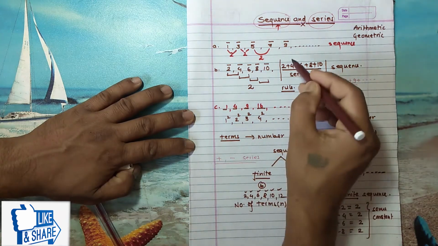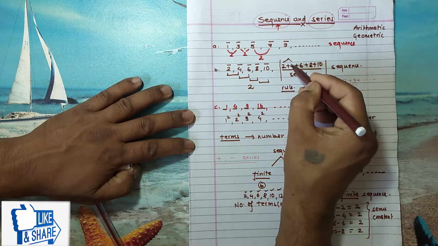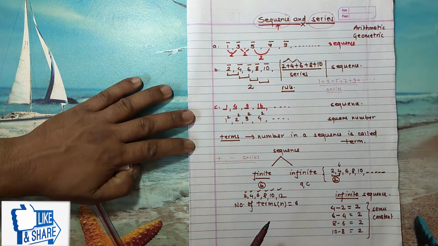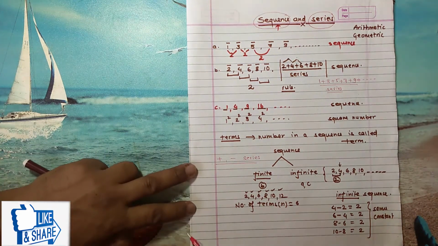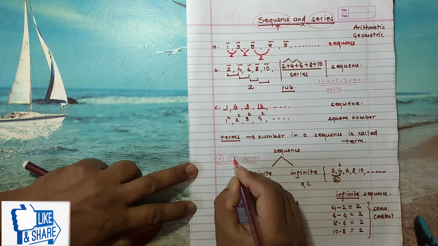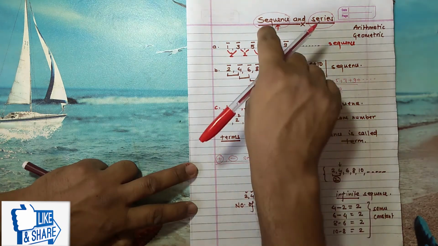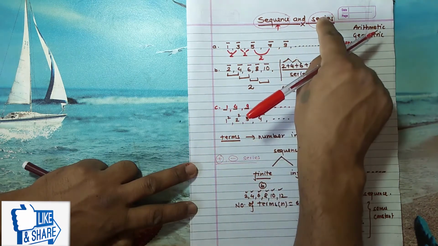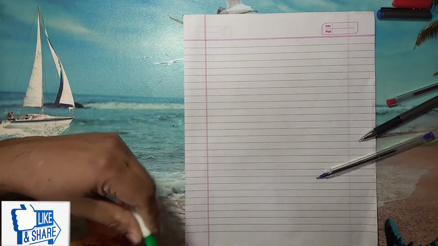Means we are joining these two terms with plus sign, these two terms with plus sign. So it became a series. That means the numbers joined or collected by either plus sign or minus sign, we call it a series. This is the difference between sequence and series. In a sequence they are separated by commas. In a series they are connected by plus or minus sign.